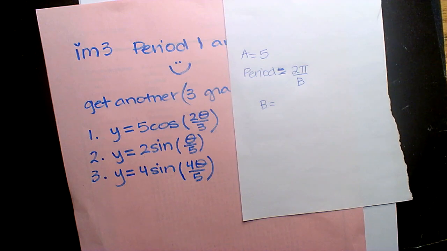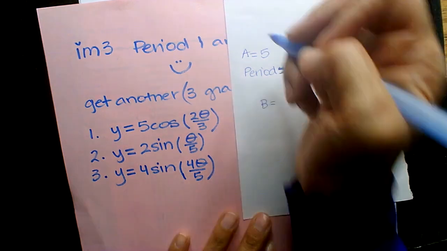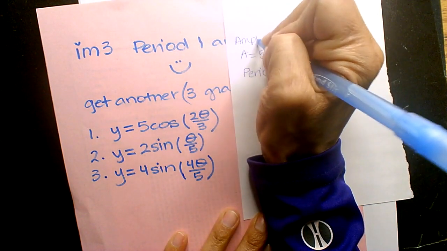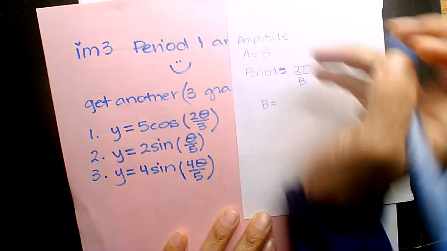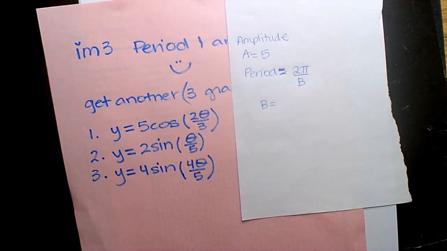Okay, so the first one, yeah, Victoria. So amplitude is 5. The period, so it's 2 pi over b. Okay, what's the b value? 3.